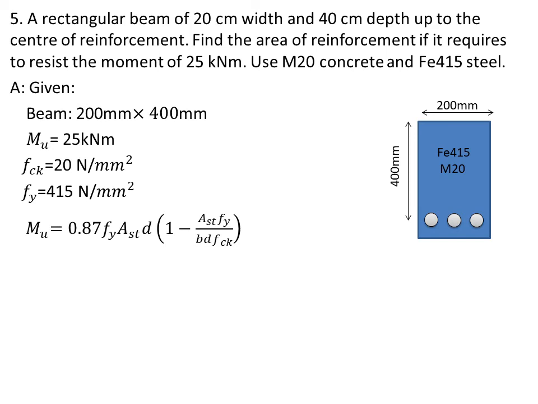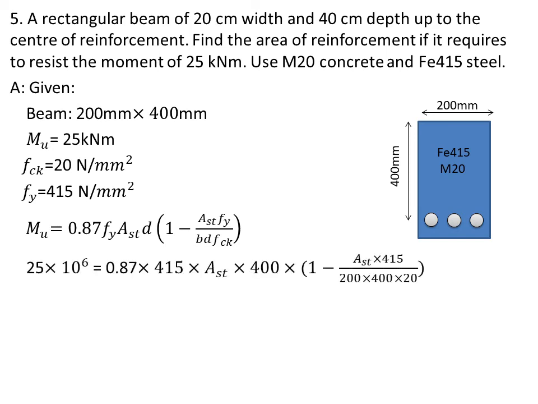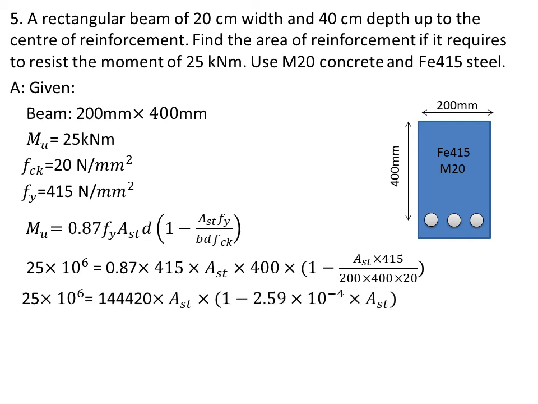We have to find the area of reinforcement. Mu is equal to 25 kilonewton meter, that is 25 into 10 raised to 6 Newton mm. fck value 20 Newton per mm square, fy value 415 Newton per mm square. Nothing is mentioned here, so this is actually the general case. It can be either under-reinforced or balanced. Under-reinforced is safer because it is lesser than the maximum moment. So nothing is mentioned here.